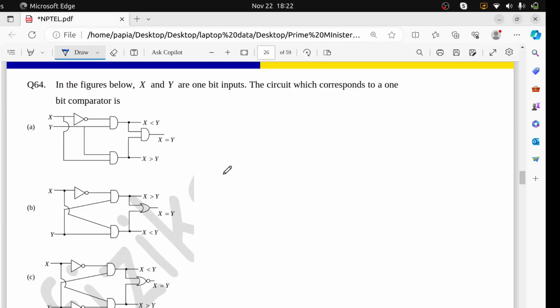So which one? 1-bit comparator means what? It is nothing but a comparator. What does a comparator give us? Comparator means, let's say I have X and Y. So okay, this is the output.